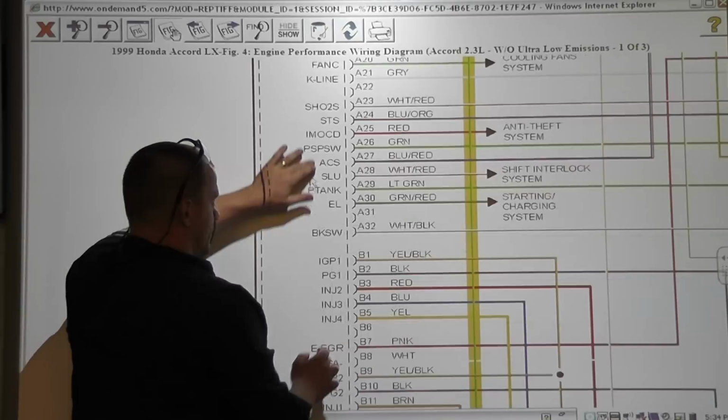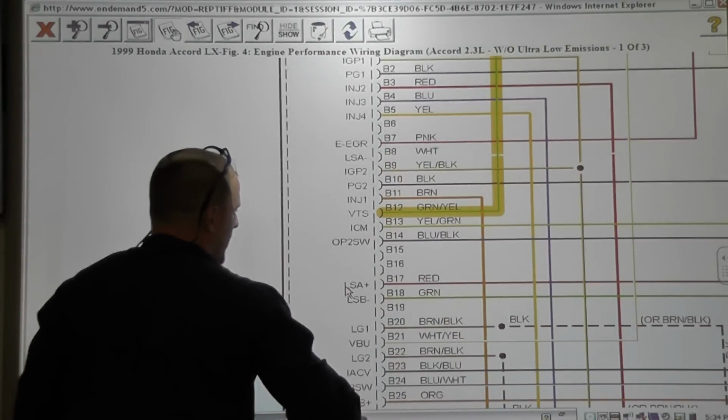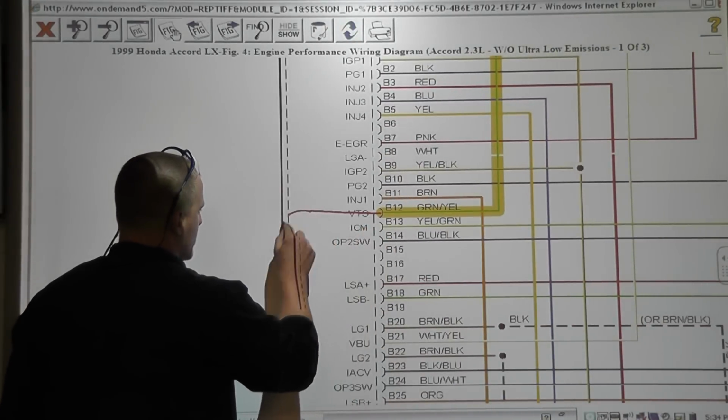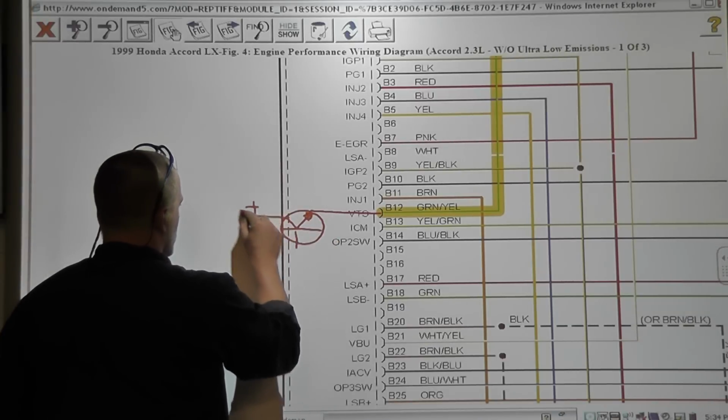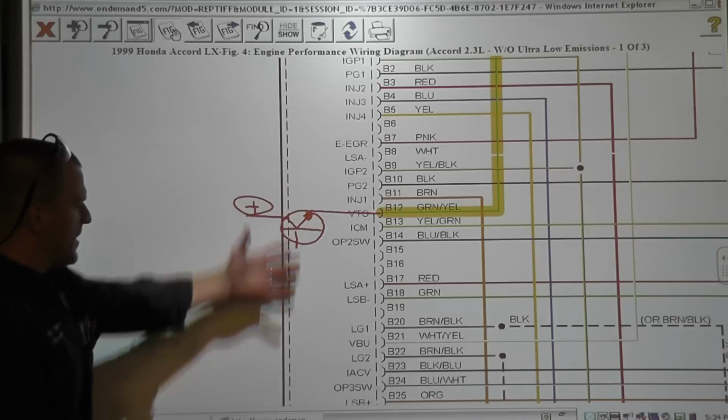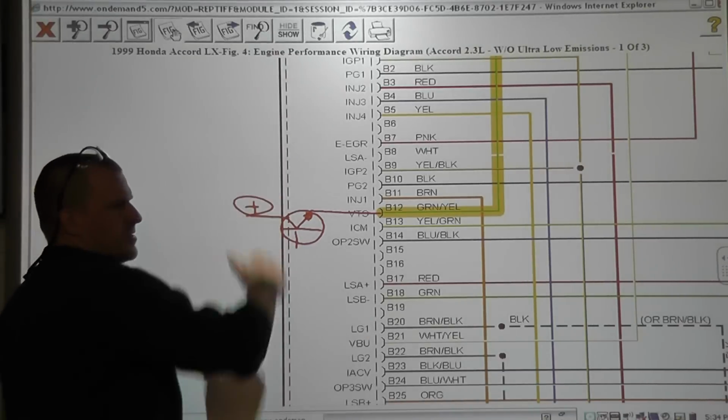Internal, the stuff you cannot see inside of here, you would have a transistor that's going to control this, sourced from battery positive, internal from the board. That's what switches this circuit on.